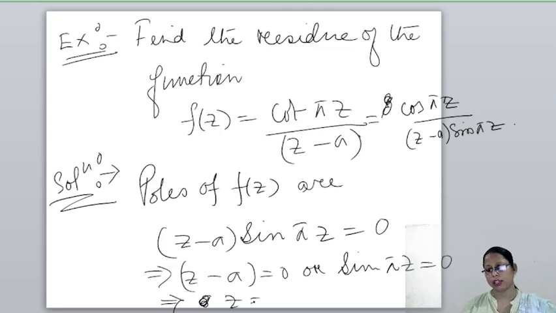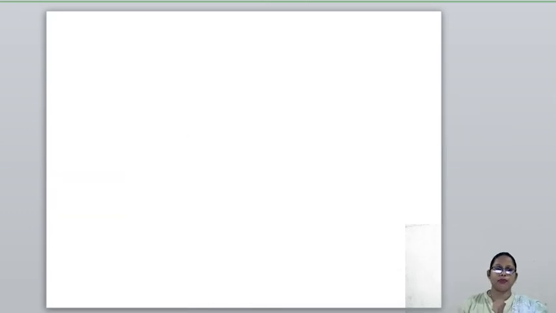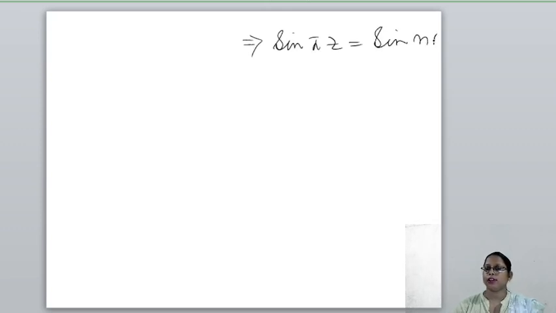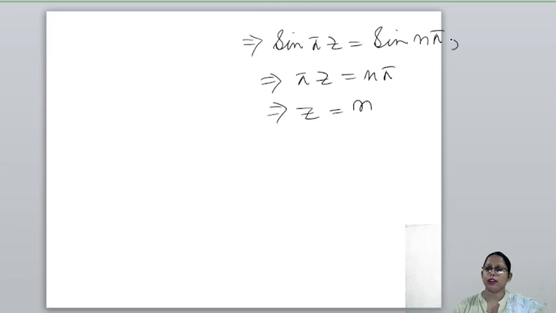z equal to a is a simple pole. Here sin(πz) is equal to 0, and sine is 0 at nπ, since sine is a periodic function. This implies sin(πz) is equal to sin(nπ). That means πz is equal to nπ. This implies z is equal to n, where n belongs to the set of integers.